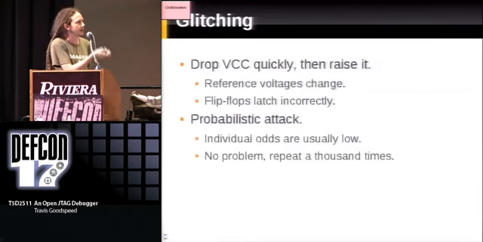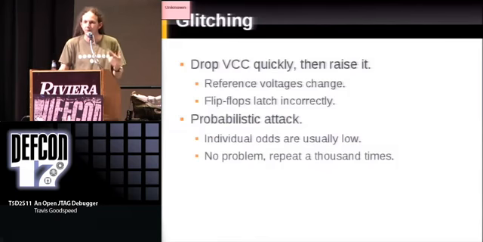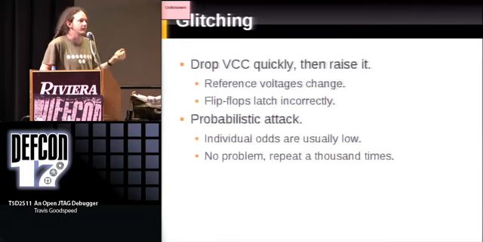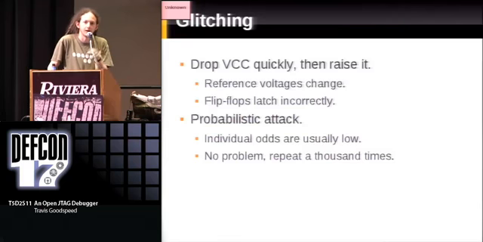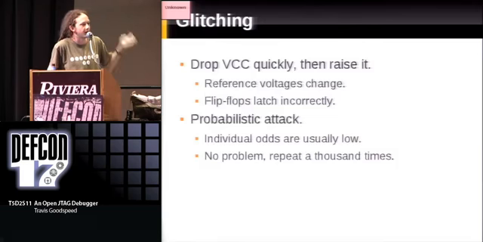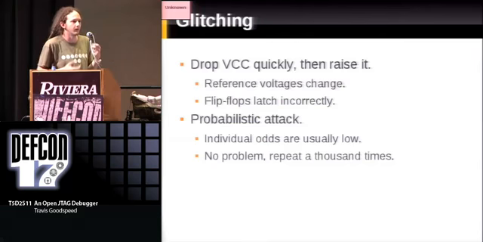So you can glitch it. You can drop voltage very, very quickly and then raise it very quickly so that the reference voltages change, and then whatever is being sampled as an input to a latching flip-flop is sometimes misread, missampled, and it will latch incorrectly. So if you do this at power up on a chip that reads a value out of flash memory, you might wind up with all ones or all zeros held in that register instead. This is a probabilistic attack. It won't work very well on any given attempt, but you can try it 100 times, 1,000 times.